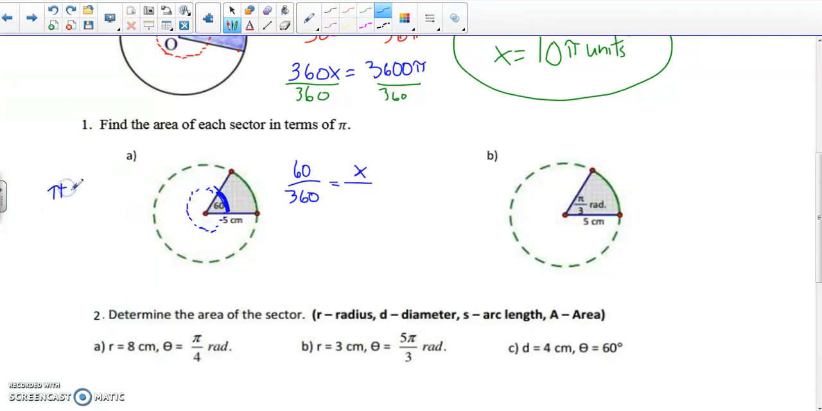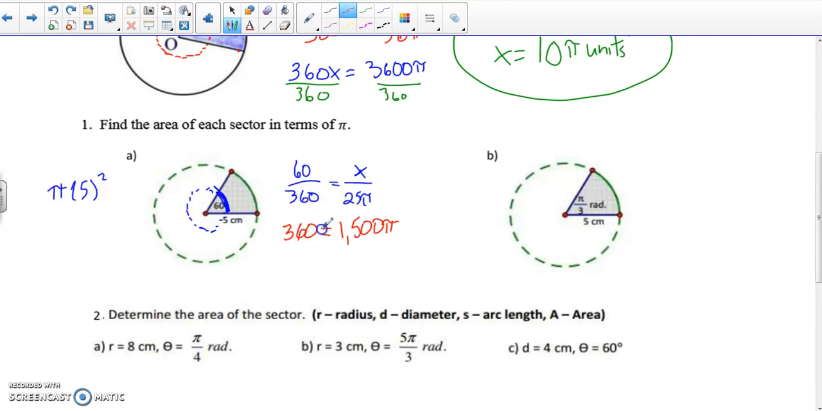So area, again, is pi r squared. So the radius is 5. So the total area is 25 pi. Do a little bit of math. So you will need your fraction button again for this. So we have 360x equals, and I'll give you, 25 times 60 is 1,500 pi.